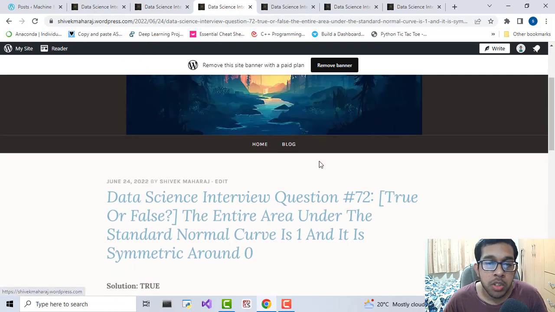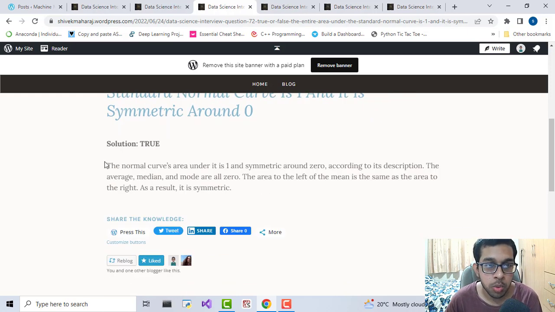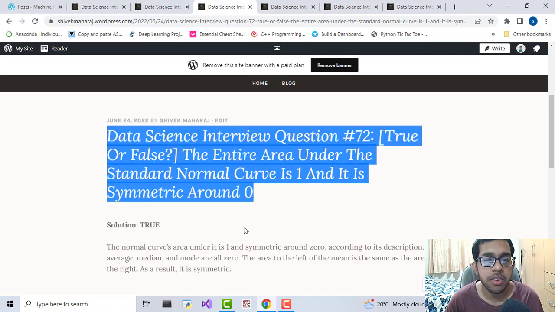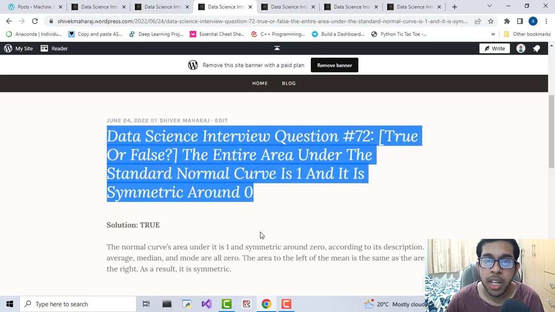Now, question number 72. True or false? The entire area under the standard normal curve is 1 and it is symmetric around 0. So the solution or answer to this problem is true. The normal curve's area under it is 1 and symmetric around 0 according to its description. The average, mean and mode are all 0. The area to the left of the mean is the same as the area to the right. As a result, it is symmetric. So that is something that is pretty commonly asked in data science interviews as far as I know. And to be honest with you, this is another easy question that you should be able to answer, guys.